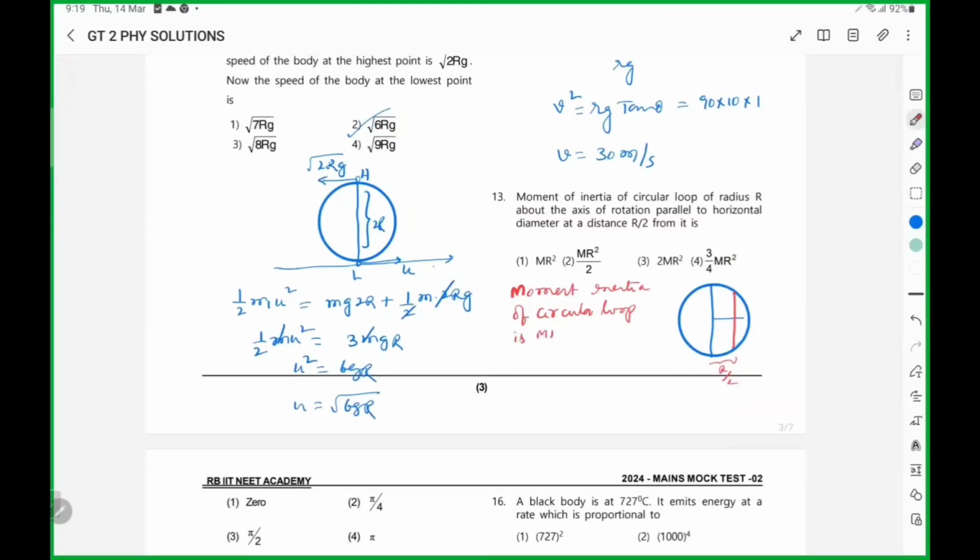mr square about an axis, mr square by 2 about a diameter, then about AB by parallel axis theorem, about diameter plus m r by 2 whole square. It is mr square by 2 plus mr square by 4, which is 3 mr square by 4.